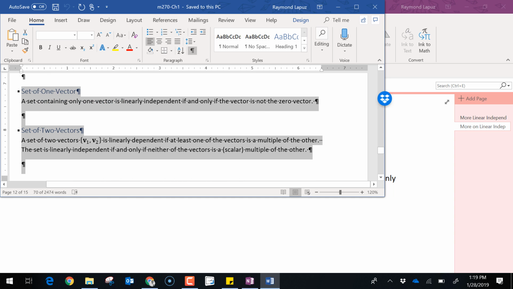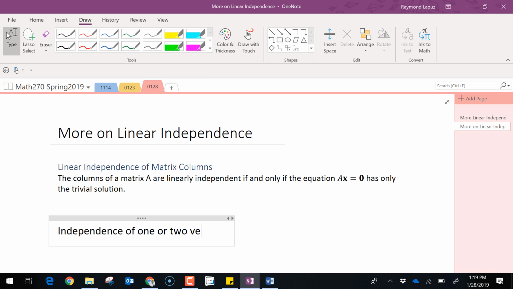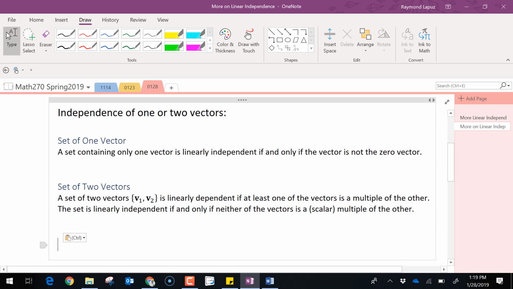Let's take a look at special cases where we look at 1 or 2 vectors. The example that we did had 3 vectors, but in the case where you're looking at only 1 vector or only 2 vectors, it's easy to see whether they're linearly independent. A set of only 1 vector is linearly independent if and only if it's not the 0 vector.